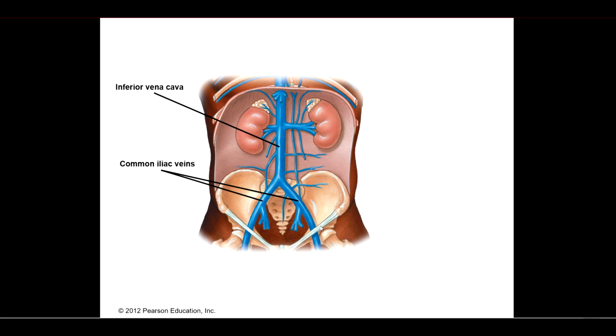So here's a good picture. Now we're seeing the common iliac veins, right? We're not seeing the arteries this time. We're seeing the common iliac veins. And then look what they do. They unite. And then there it is. It's just a huge, big blood vessel here. That's your inferior vena cava.